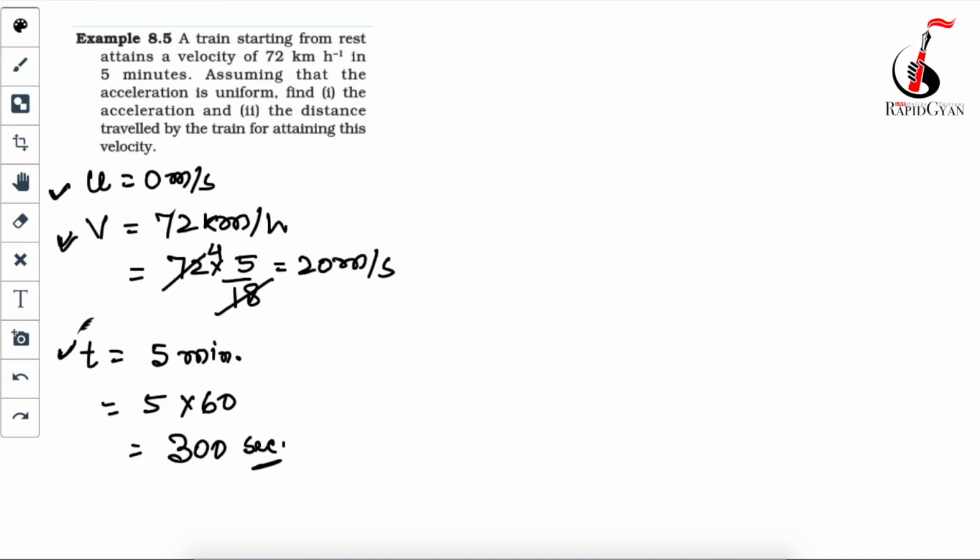Now find the acceleration. There are three equations of motion, if you guys remember. One is v is equal to u plus at. Another one is s is equal to ut plus half at square, and the third one is v square minus u square is equal to 2as. So these are the three equations of motion which we have studied in the previous video.